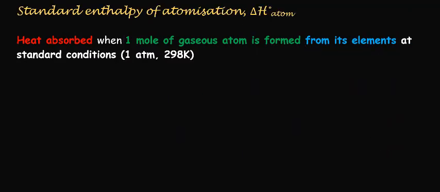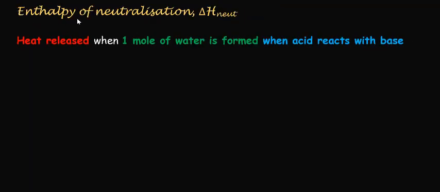And for the standard enthalpy of atomization, we just put the knot here. The definition is still the same, and the way we write down the thermochemical equation is also the same. We just need to add the standard condition, 298 Kelvin, so the reaction occurs at standard condition.